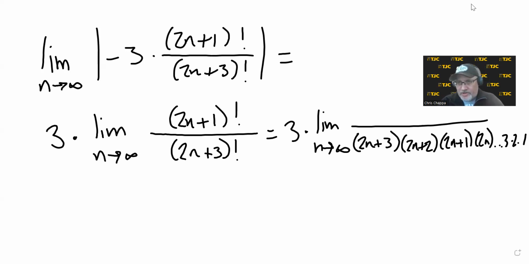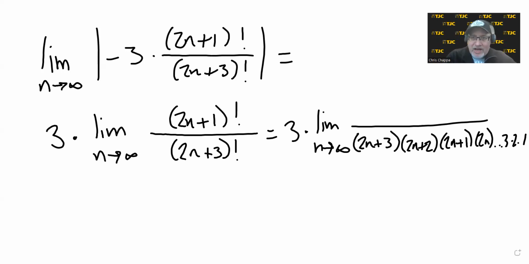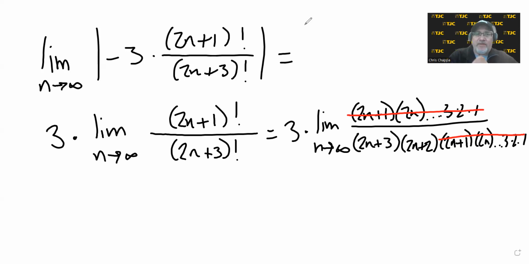And then I think you can probably see where this is going now. On the top, if we expand the 2n plus 1 factorial, it's 2n plus 1, and then 1 less than that is 2n, and then it goes all the way down to 3, 2, 1. I don't need a parentheses there. But anytime you have a ratio of factorials and one of them is larger than the other, which means one is smaller than the other, then the smaller one will totally get wiped out by most of the larger one. And the real question is what's left over.